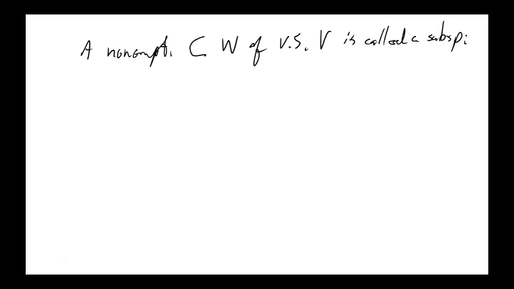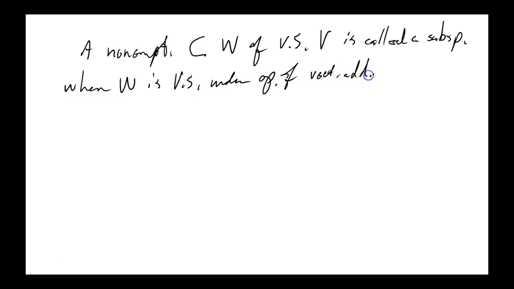Okay, so it has to be a subset, but not an empty subset of the vector space. But not only that, it's a subspace of V when W, the subset, is also a vector space in its own right, under the rules of addition, that's technically vector addition, and scalar multiplication defined in V.